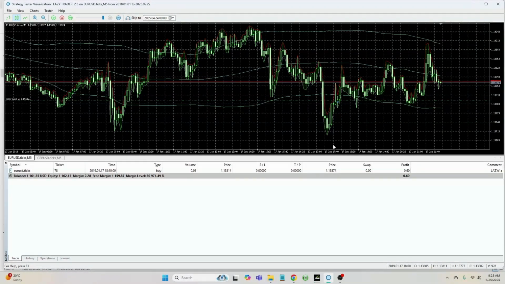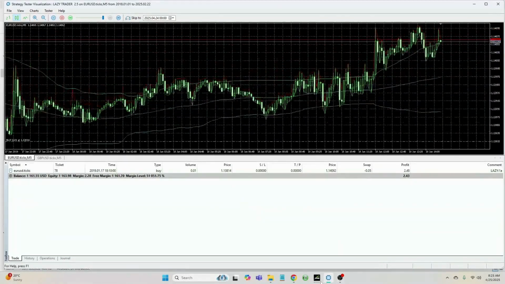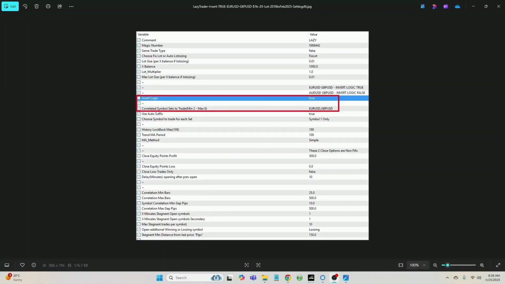So let's take a look at the settings of how this works. We'll let that run for a little while here. Okay, let's take a look at what these settings look like. As you can see, there are just two settings that you're going to need to mess around with on here to work with the default settings that we have.